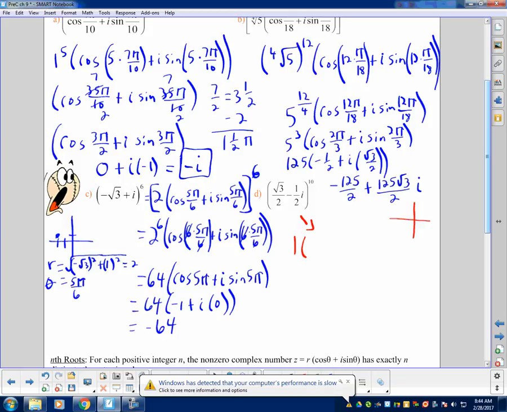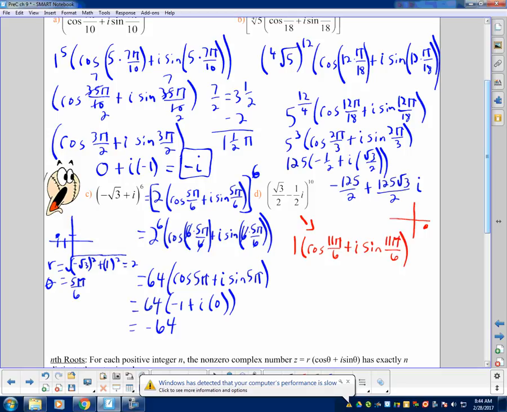Root 3 over 2 and -1/2 might be right about there. So root 3 over 2 out, -1/2 down. Can you tell what angle that is between 0 and 2 pi? 11 pi over 6. So it's cosine 11 pi over 6 plus i sine 11 pi over 6.